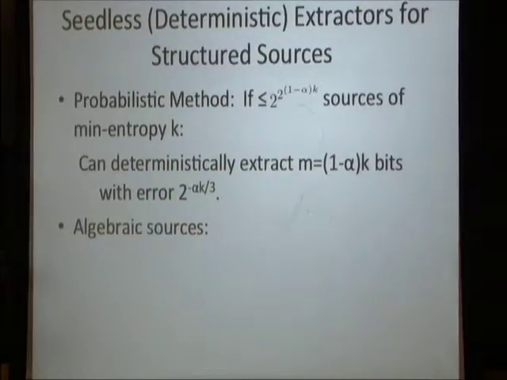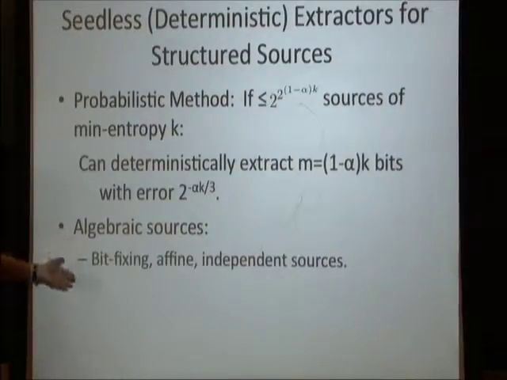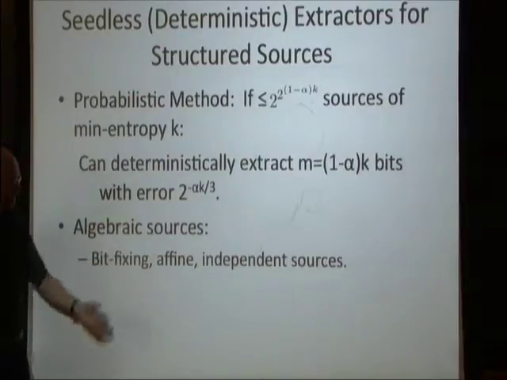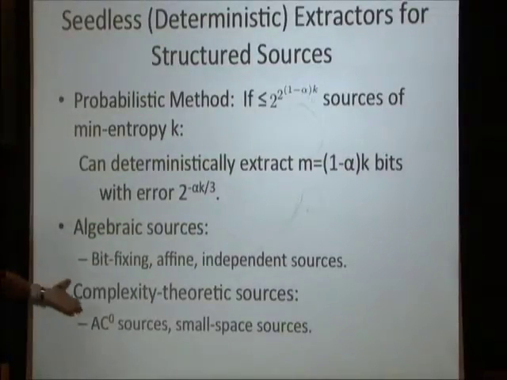So I want to talk about a few different types of sources. There are algebraic sources. You can define bit fixing and affine sources, and independent sources. And there are sources defined through complexity theoretic means. So I want to discuss these.